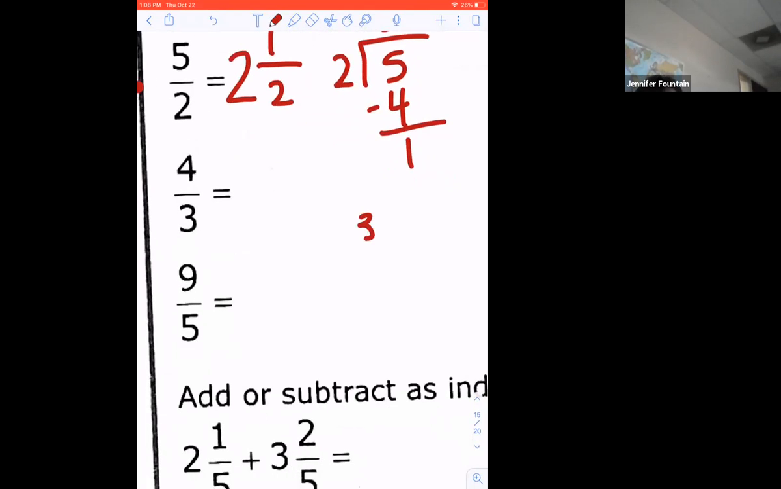Same thing, 3 into 4. 3 will go into 4 one time. 1 times 3 is 3. Subtract, and I have a remainder of 1. So my whole number is 1. My remainder is 1. My denominator is 3. Go ahead and do the last one.